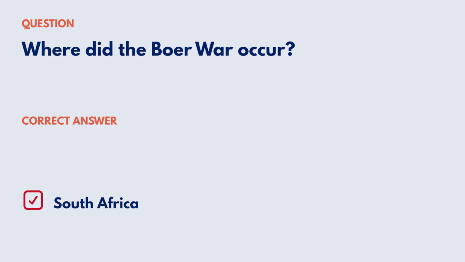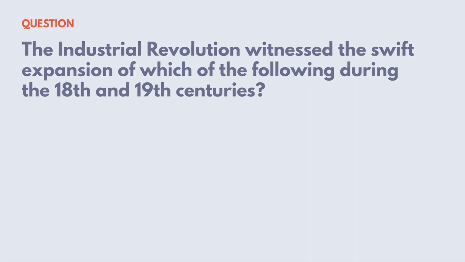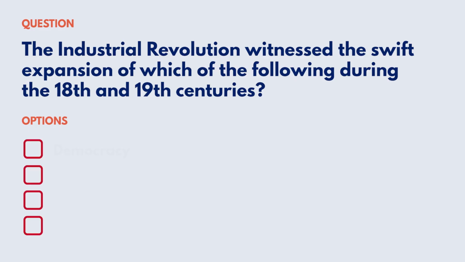Correct answer, South Africa. The Industrial Revolution witnessed the swift expansion of which of the following during the 18th and 19th centuries? Democracy, industry, population, agriculture.